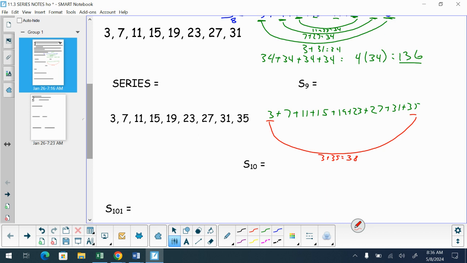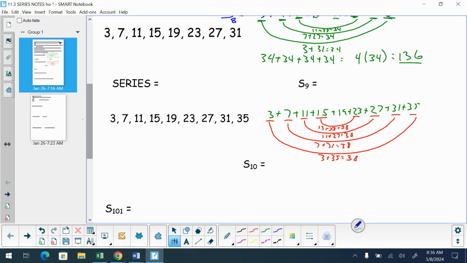Oh, catch up with this later. If we add our second and second last term together, we get 38. If we add our third and third to the last term together, we get 38. If we add our fourth and fourth to the last term together, we get 15 plus 23. We still get 38. So we get the same method of madness up here, the same idea up here.